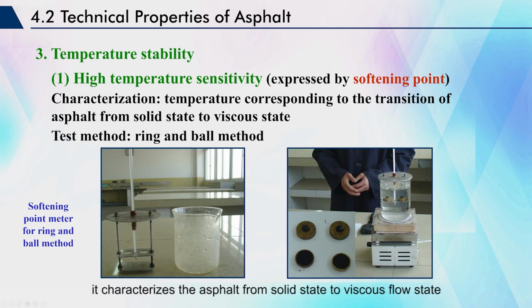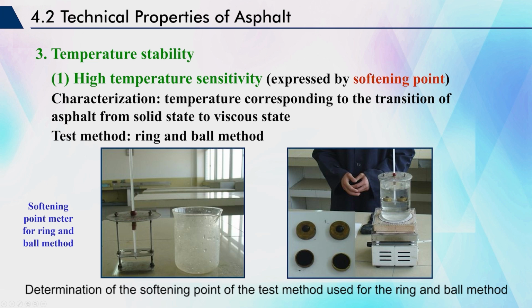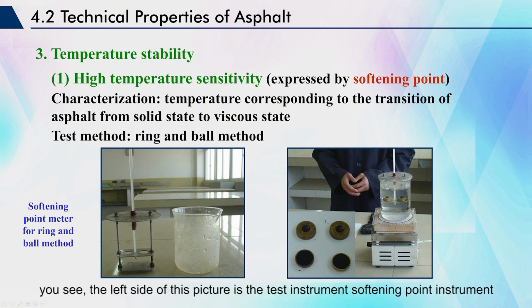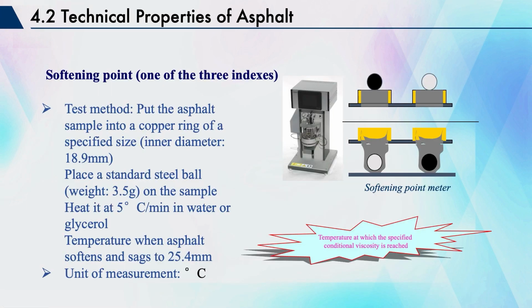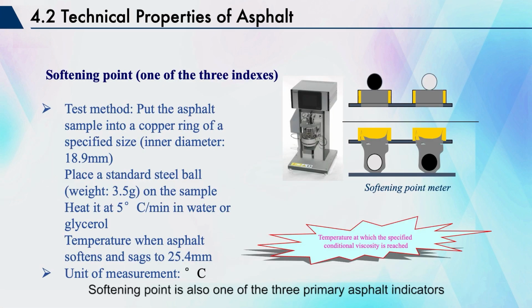It characterizes the temperature at which asphalt changes from a solid state to a viscous flow state. The test method used for determination of the softening point is the ring and ball method. You see, the left side of this picture is the test instrument, the softening point instrument. The right side shows the test personnel conducting the softening point test. Softening point is also one of the three primary asphalt indicators.